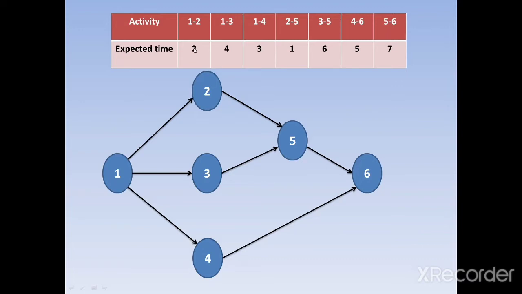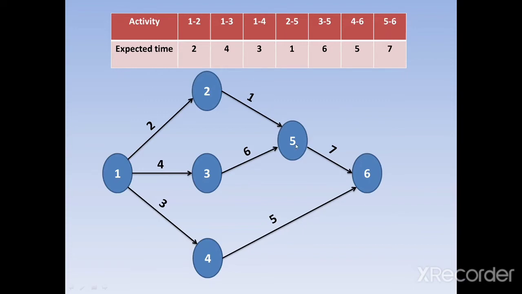Now we are going to write all the expected times on the respective activities. See, the 1 to 2 activity takes 2 weeks, so I write 2 here. Then 1 to 3 takes 4 weeks, so I write 4 here. 1 to 4 takes 3 weeks, so I write 3 here. Like this, on every activity we write its respective expected time.